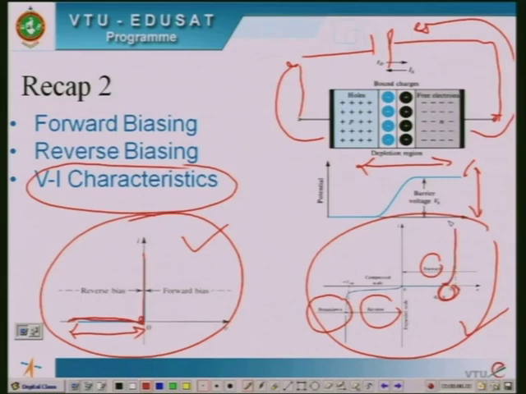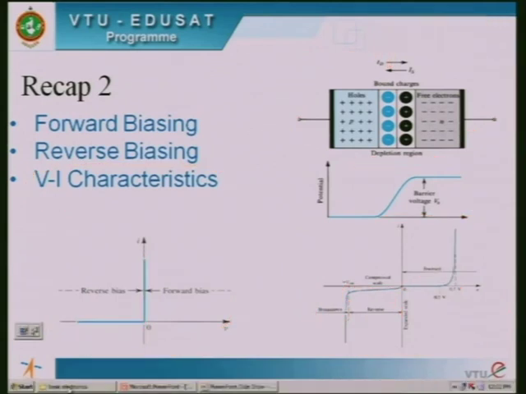And similarly, you can see that in the reverse region, a very small current will be flowing, between 0 and minus VZK, in the range of microamperes, whereas in the breakdown region, that is for voltage greater than minus VZK, a large current will be flowing through the diode, which may damage the diode. So these are the few points we discussed.